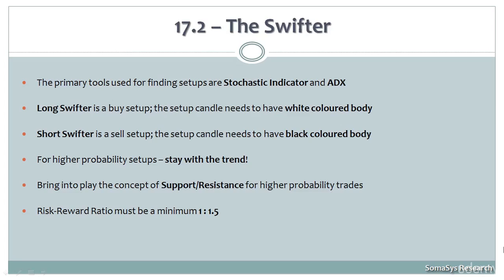Okay, so the primary tools that will be used for finding setups are the stochastic indicator and ADX. For higher probability setups, you must stay with the trend and also bring into play the concept of support and resistance. Now this long Swifter is a buy setup where the setup candle needs to have a white colored body, and a short Swifter is a sell setup where the setup candle needs to have a black colored body.